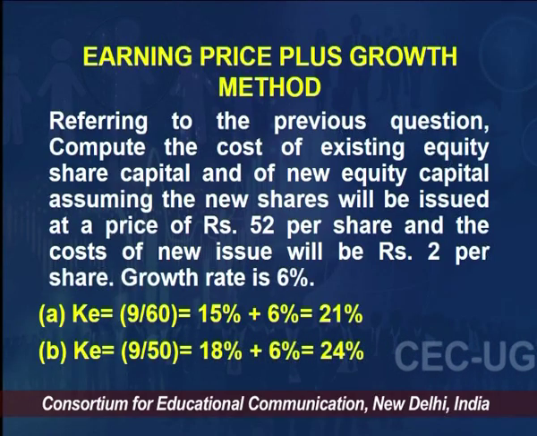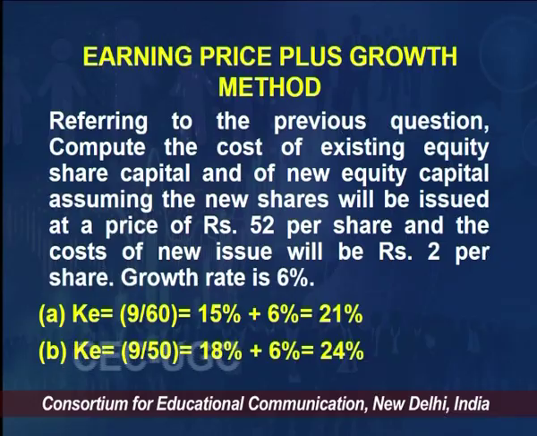So what was happening in the previous example? We took earning divided by market price. Earning was 9 rupees, market price was 60. So we got the rate previously as 15%, right. Had there been only that much, the answer would be 15%. But since this is the earning price plus growth method, we will simply add the G. G is 6%. So the answer becomes 21%.